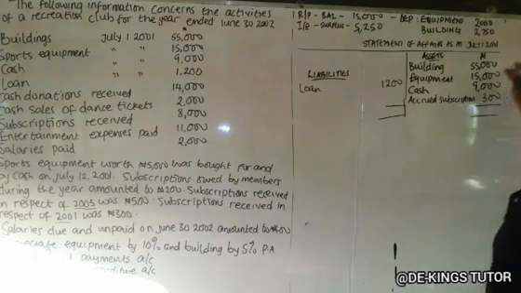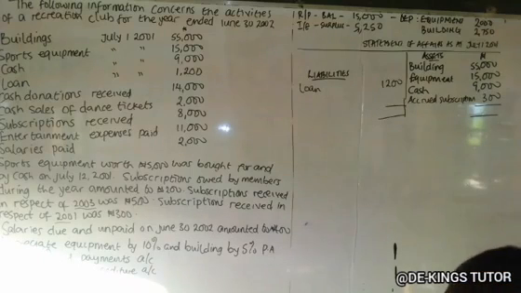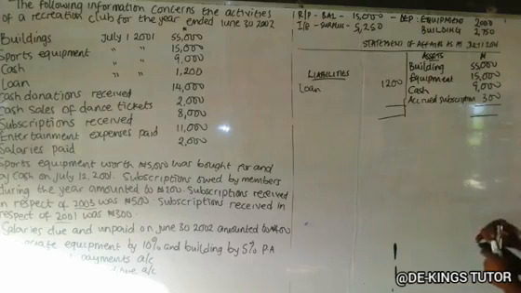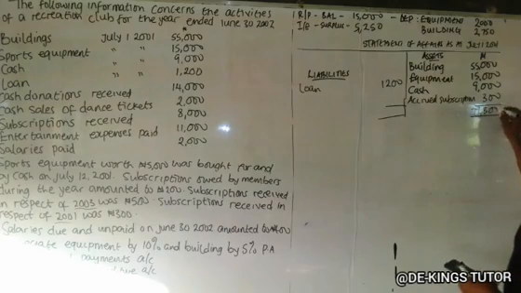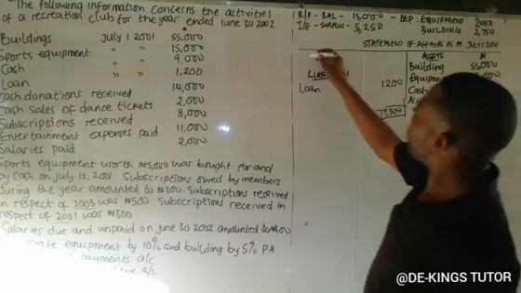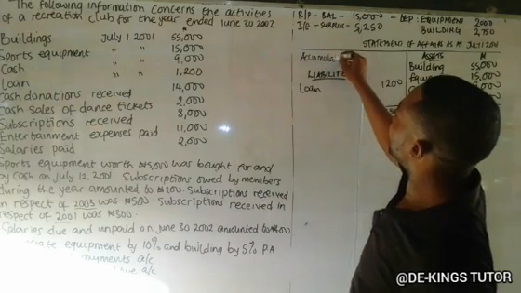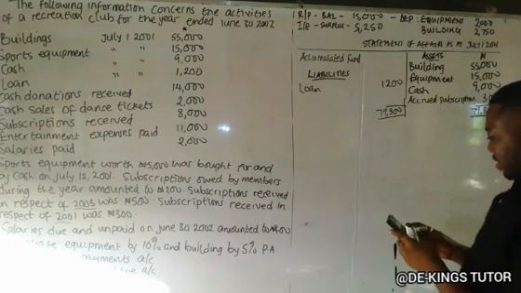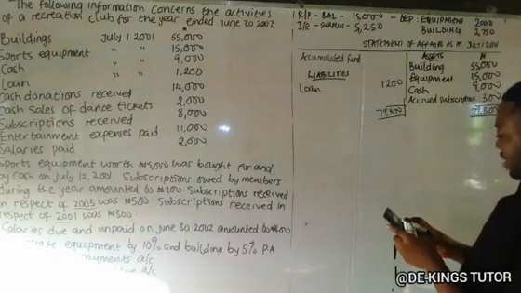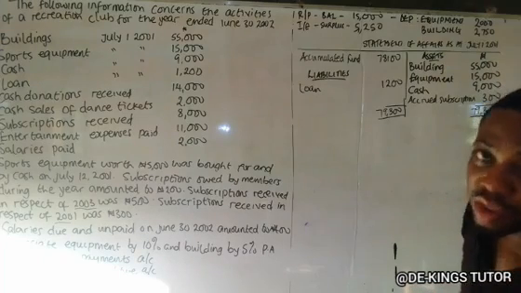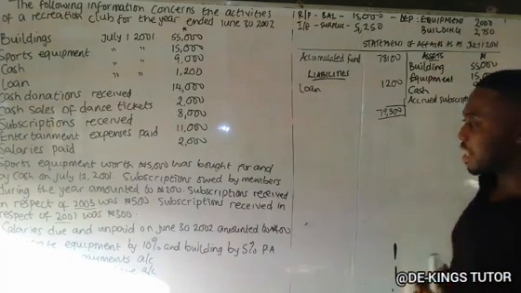Okay, so that's all. So if you add this now, this will give us 55 plus 15 plus 9, that's 79,300. And these two are supposed to be the same, 79,300. So you deduct your liability, and it will give us our accumulated fund. So 79,300 minus 1,200 will give us 78,100. So 78,100 is what? The accumulated fund. Okay, so we can now prepare our balance sheet.